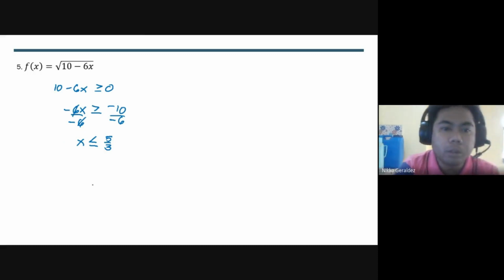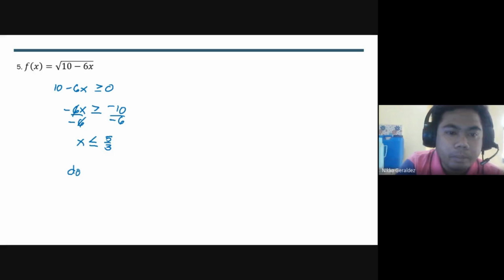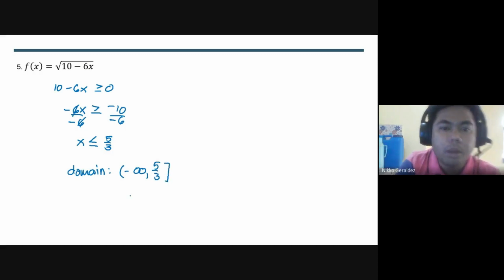No? So, ang domain natin, so is negative infinity to 5 over 3. Hit natin yung bracket, no? Kasi 5 over 3 is included in the domain of the function. No? Halimbawa, sinubstitute natin si 5 over 3.